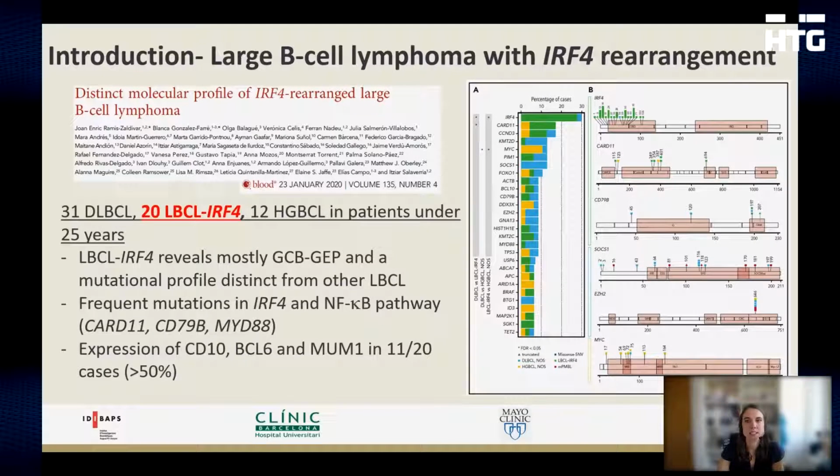In a more recent study with patients under 25 years, so children and young adults, it was shown that regardless of the GCB gene expression profile, those cases have mutations in IRF4 and the NF-kappa B pathway, namely CARD11, CD79B, and MYD88. And those cases frequently show an aberrant co-expression of CD10, BCL6, and MUM1.